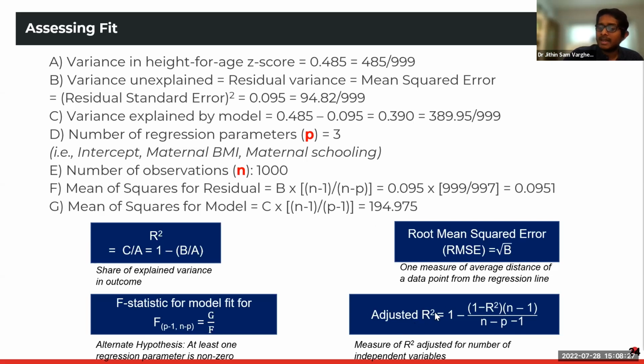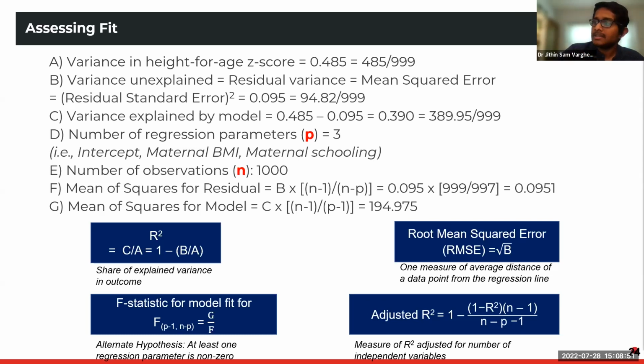And then next you have the adjusted R-square, which has a very complex formula. But what adjusted R-square does beyond the simple R-square is that it accounts for the number of parameters which you fit into the model. The adjusted R-square and your regular R-square are very similar if your sample size is large.